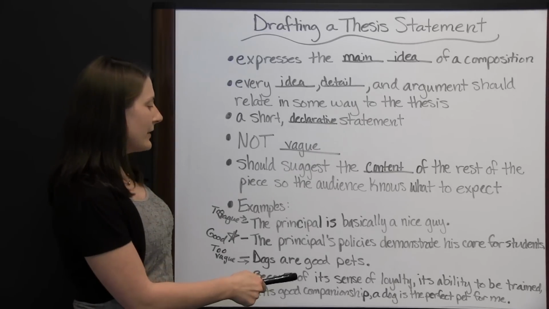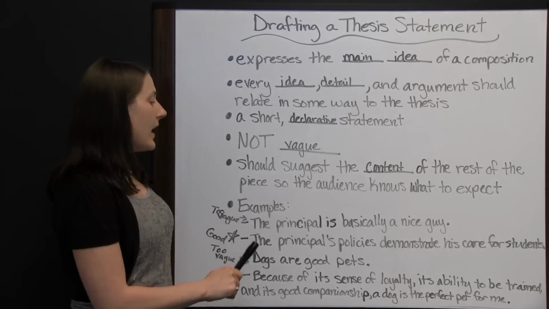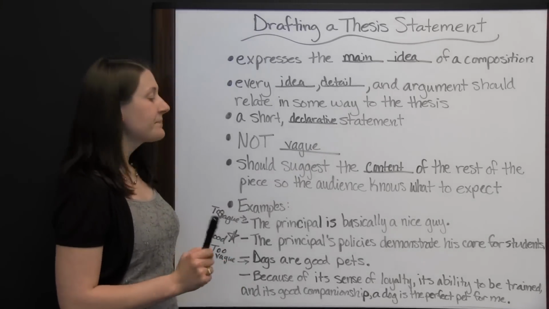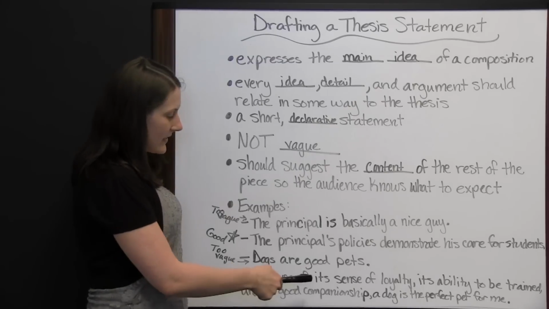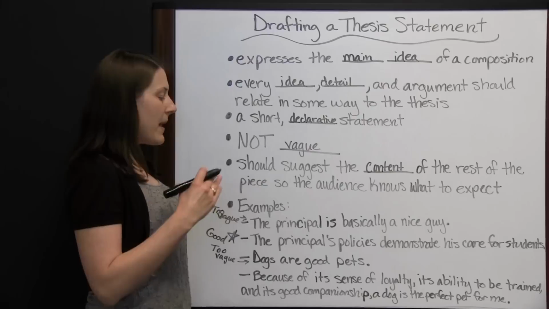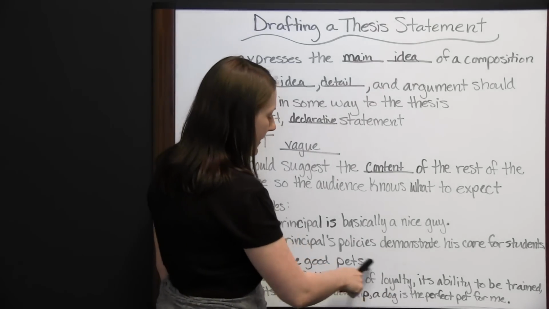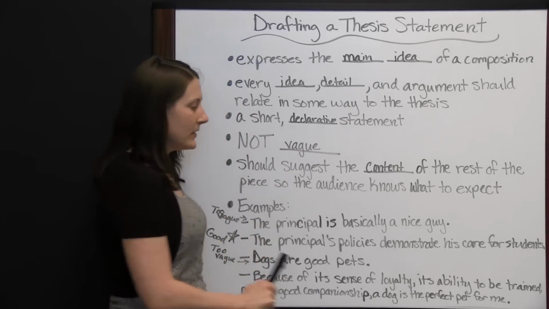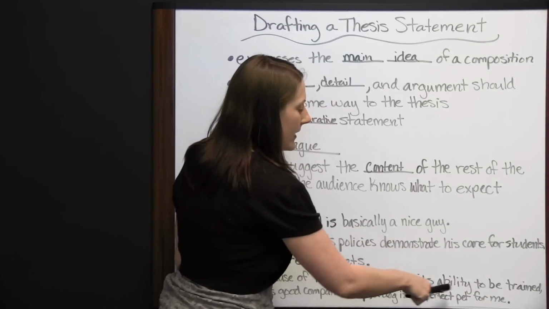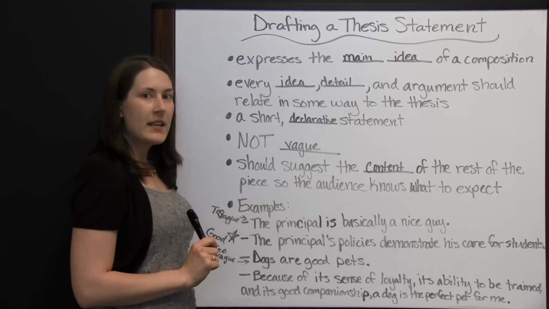Because of its sense of loyalty, its ability to be trained, and its good companionship, a dog is the perfect pet for me. Now, this thesis does actually tell you what your main subtopics are probably going to be. You'll probably have a body paragraph talking about a dog's sense of loyalty, another one about how easy they are to train, and another one about how they are good companions.